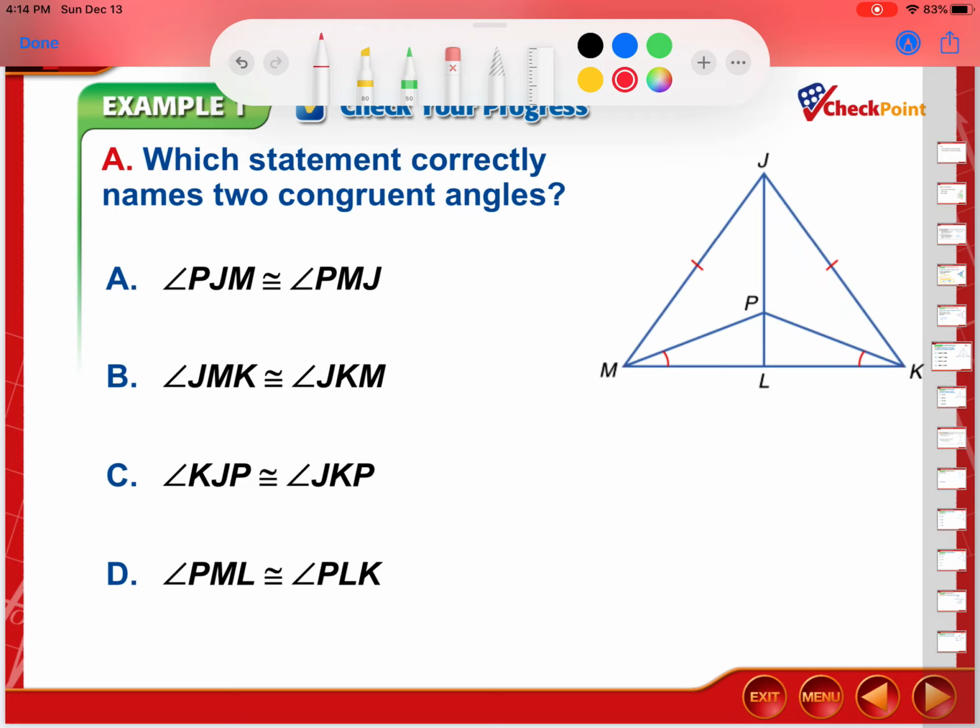All right, let's reset because I think I've missed something here. So let's reset again. JMK. Okay. I see what's going on here. Okay. So let's take a look at option B real quick. So JMK, which is this bottom angle, and then JKM, which is this bottom angle.